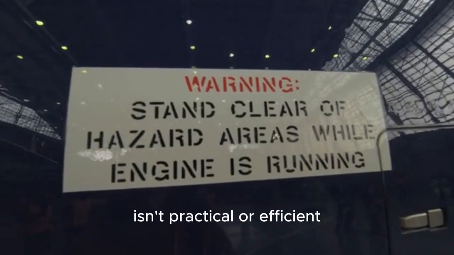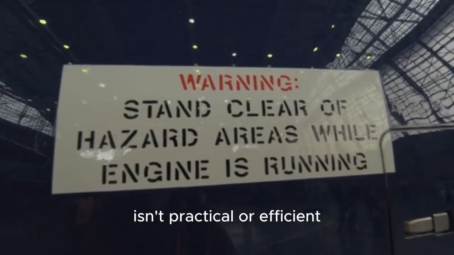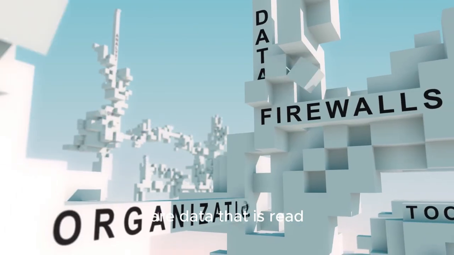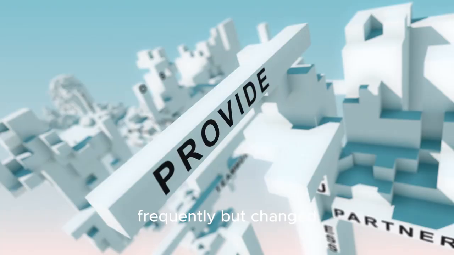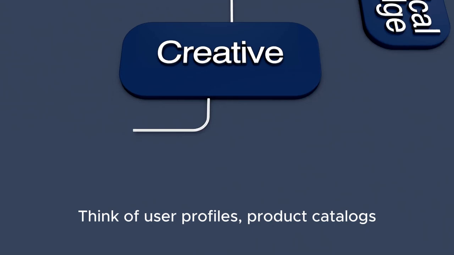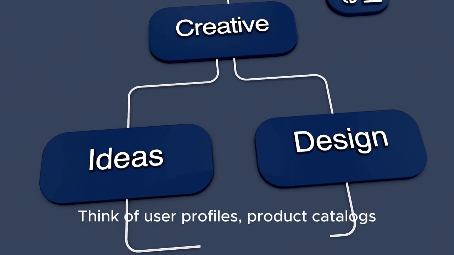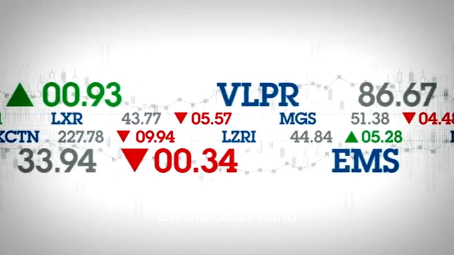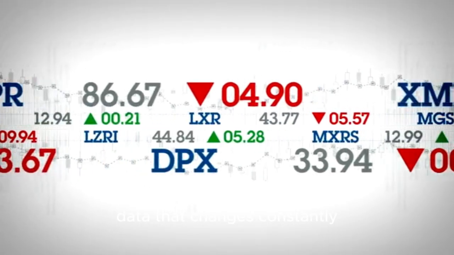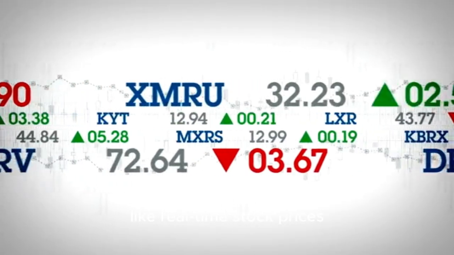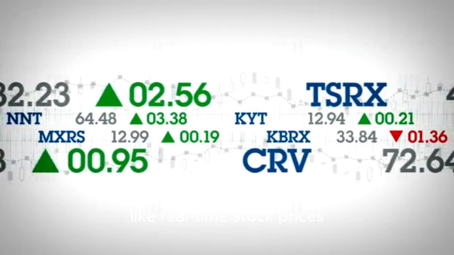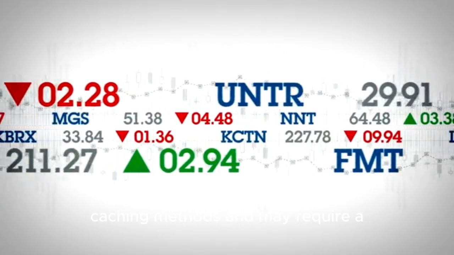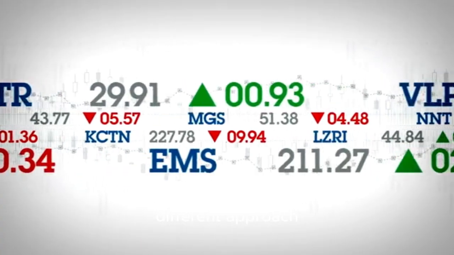Caching everything isn't practical or efficient. The best candidates for caching are data that is read frequently but changed infrequently. Think of user profiles, product catalogs, or configuration settings. On the other hand, data that changes constantly, like real-time stock prices, might not be a good fit for traditional caching methods and may require a different approach.